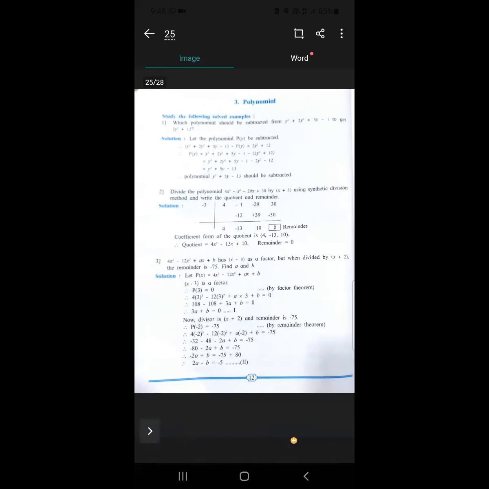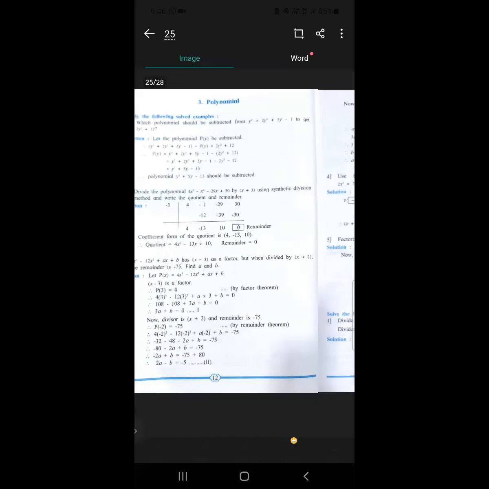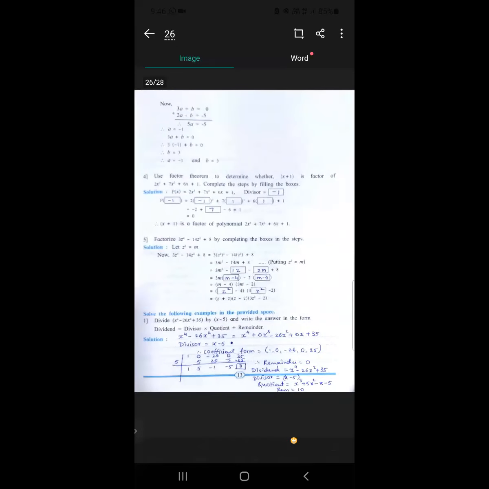Okay, now in the solved example, we'll see 1 or 2 activity questions, then we'll stop. Now the fourth one is an activity based question. First 3 are the solved examples. So the fourth one: use factor theorem to determine whether x plus 1 is a factor of 2x cube plus 7x square plus 6x plus 1. Complete the steps by filling the boxes.